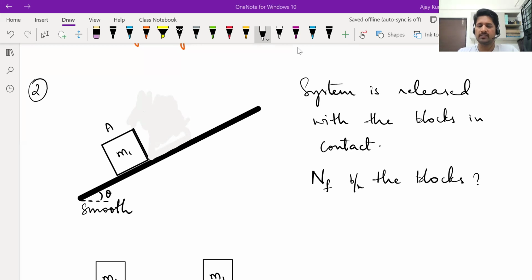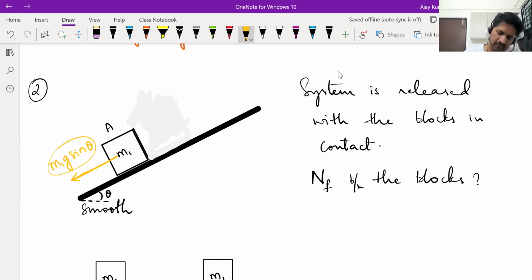What force makes the block slide down the incline? Sir, gravitational. So you are saying mg, or will it be a component of mg? Component of mg. How do we write the component of mg along the incline? Mg sin theta. In this case, it will be m1 g sin theta. That's the force which would pull it down the incline.